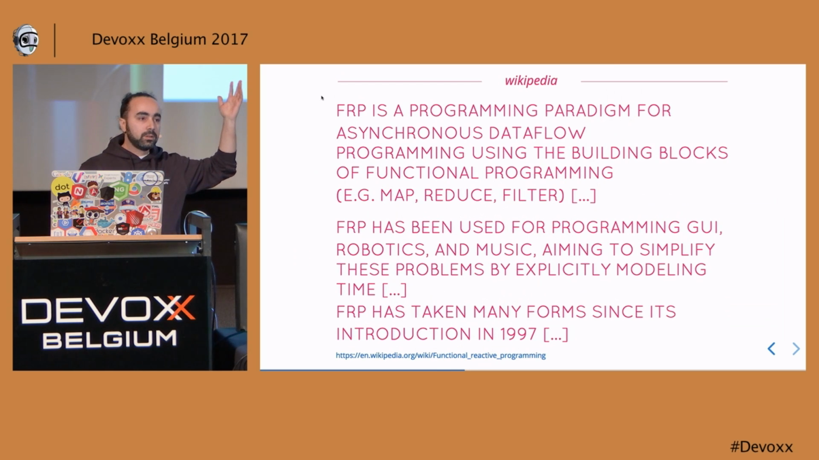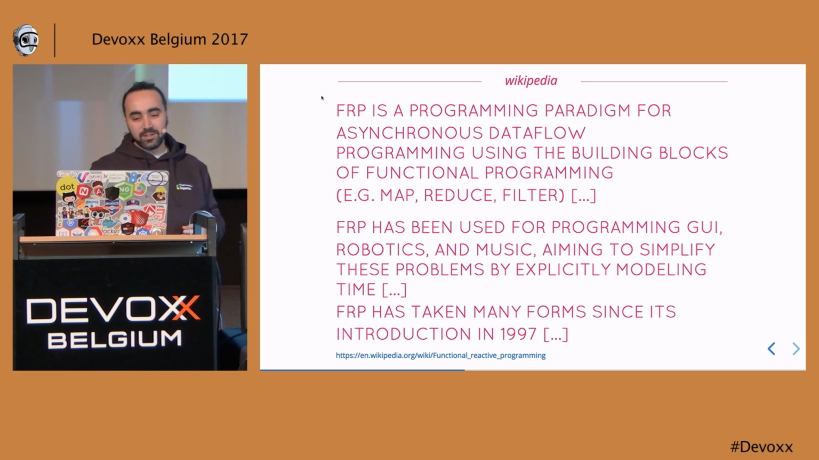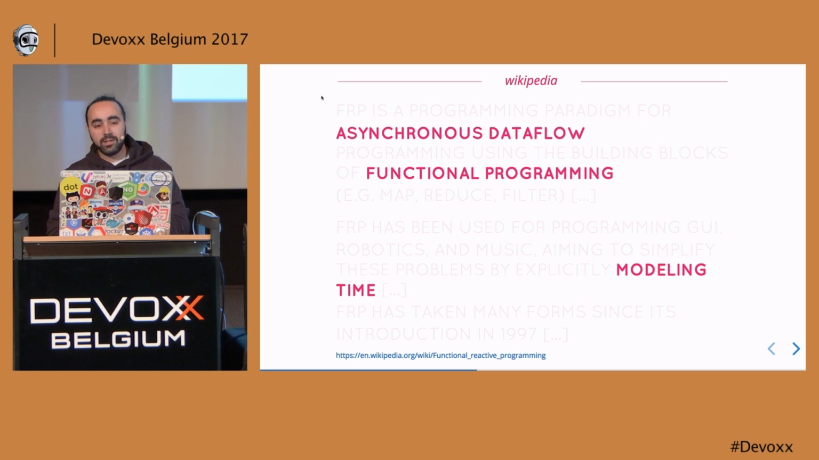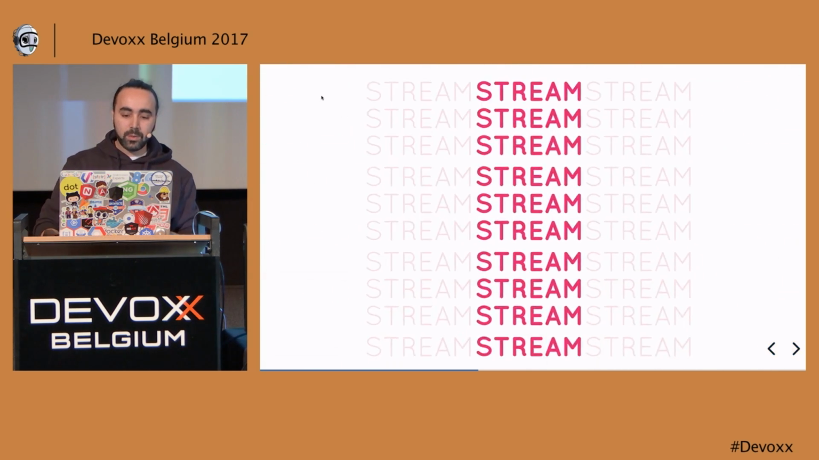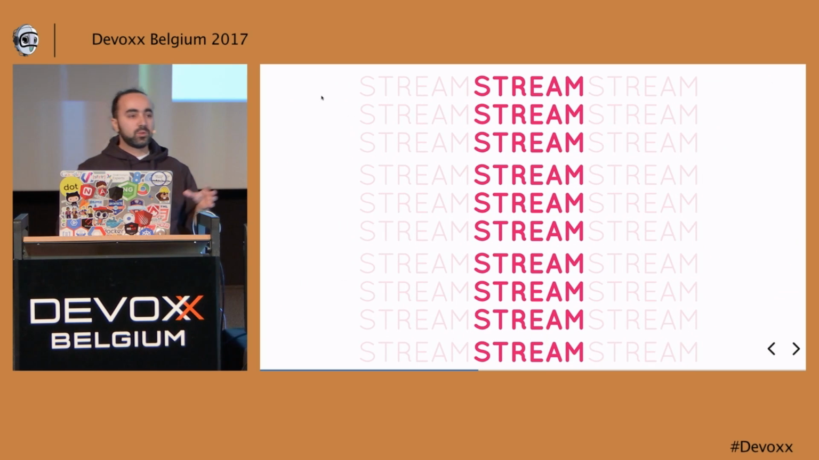Who knows FRP, functional reactive programming? Okay, so Wikipedia can give you the answer, but what we really care about in this definition is how to program an asynchronous data flow using functional programming and model this complexity through time. So in other words, this resembles streams.